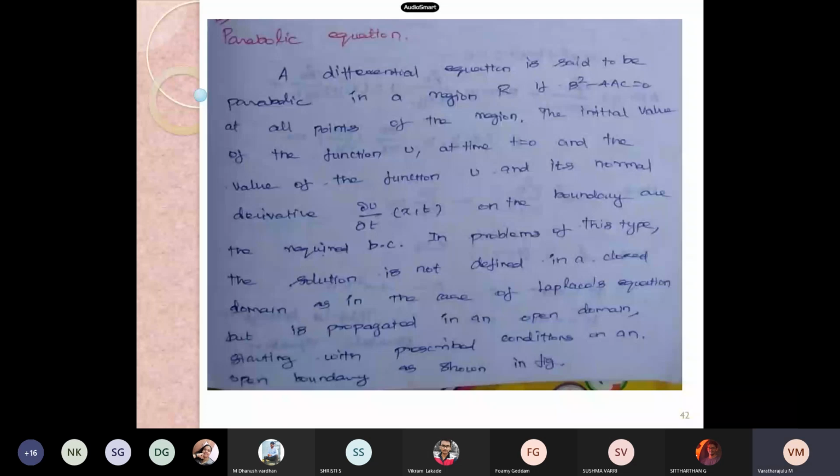Is said to be parabolic on the region R if b square minus 4ac is equal to 0 at all points of the region, the initial value.